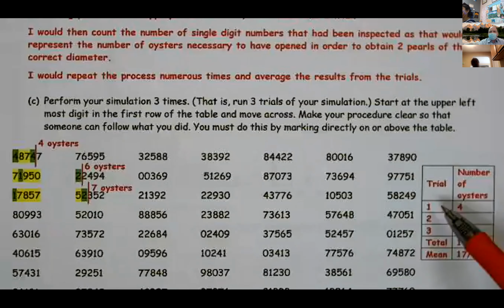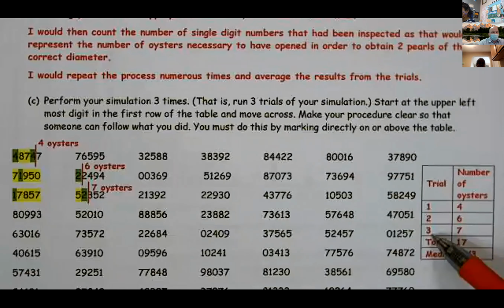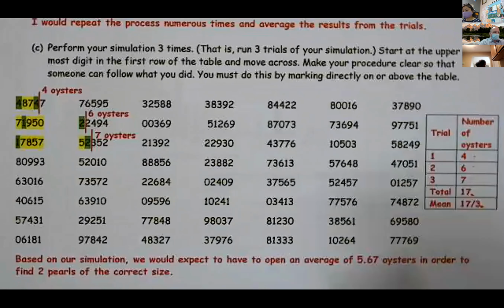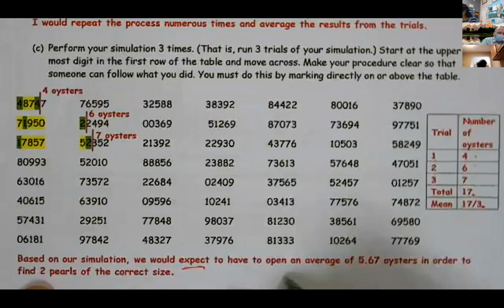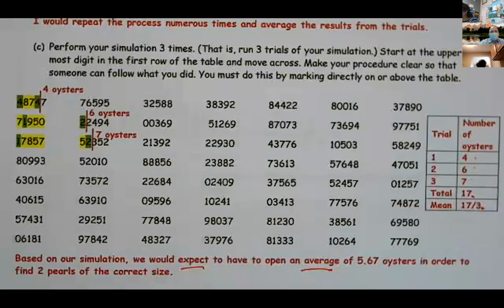So then I make a table, and this is really key. Make a nice little table, and you label it trials. And here I had 1, 2, 3 trials. And then how many oysters? Well, 4, then 6, then 7. So I opened up a total of 17 oysters, and I divided it by 3 trials. All right. And so based on my simulation, or based on our simulation, we would expect to open an average, and these are keywords, of 5.67 oysters in order to find 2 pearls of the correct size. I'll pause at this moment.